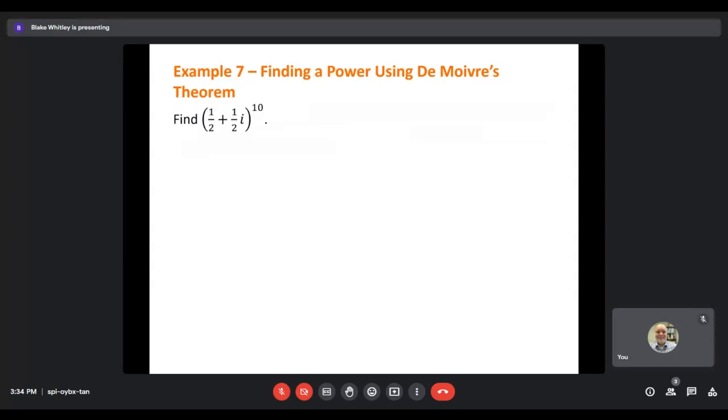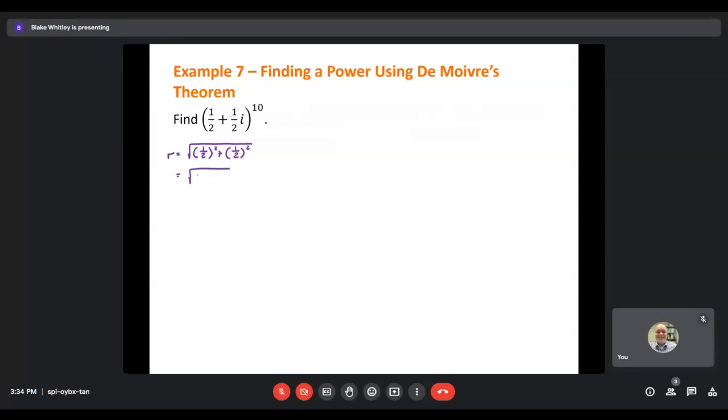So again, first thing we've got to do is figure out what is 1/2 plus 1/2 i equal to in polar form. So let's figure out the polar form first, then we'll use de Moivre's theorem to figure out what that would be to the 10th power. So I need to find my r. We got square root. Our a value is 1/2 squared. B value is also 1/2, and we square that.